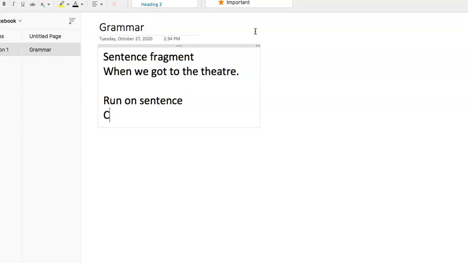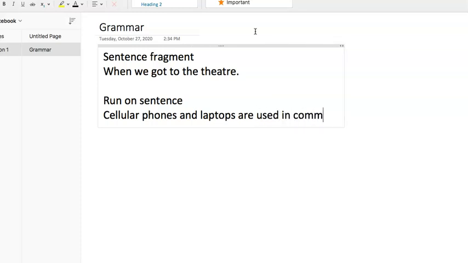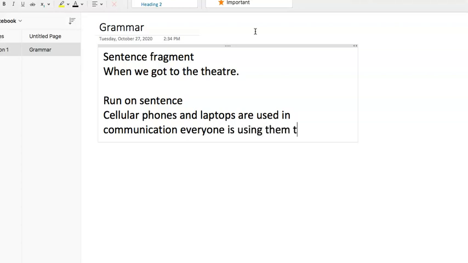All right, so we'll go: cellular phones and laptops are used in communication. Everyone is using them these days. Okay, so that's definitely a run-on. We need to break that up somehow, right? So here's two really good examples that we could do.